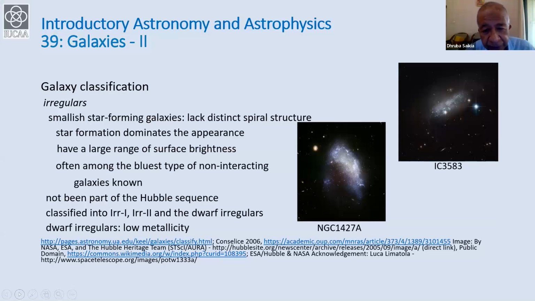But the kinds of galaxies which did not really fall into Hubble's classification scheme, but were added later, were the irregular galaxies and the dwarfs. These are two examples shown here. They're smallish, much smaller than our typical spiral galaxies. They're star forming, and that is why you see this bluish kind of structure. They lack distinct spiral structure. Star formation dominates the appearance. They have a large range of surface brightness, and among non-interacting galaxies, they're amongst the bluest. They've been classified into various subclasses as well. Dwarf irregulars have low metallicity.